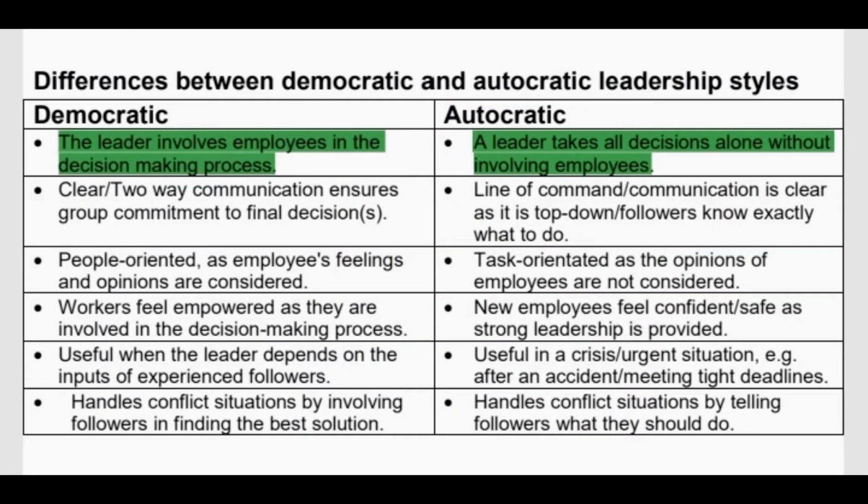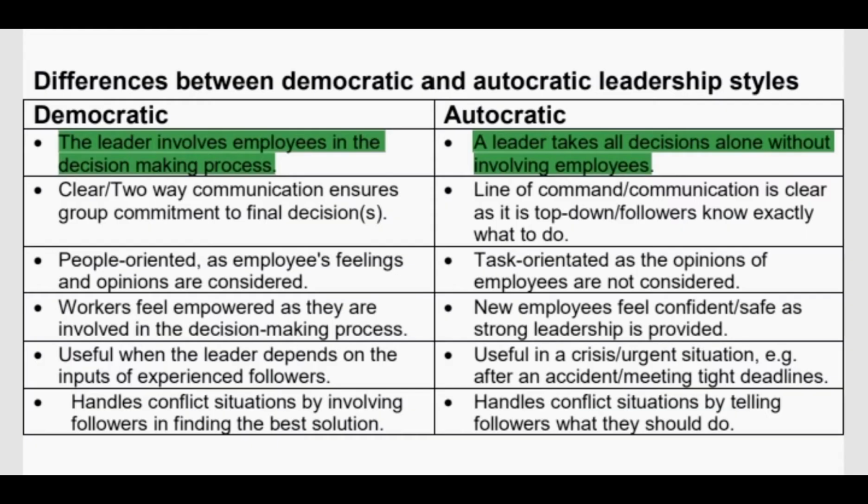productivity. Now we have to know the differences between the democratic leadership style and autocratic leadership style. Remember at first I did the differences between leadership and management. So now we have to know the differences between democratic leadership style and autocratic leadership style. Number 1, democratic leadership style: the leader involves employees in the decision-making process. That's the difference.